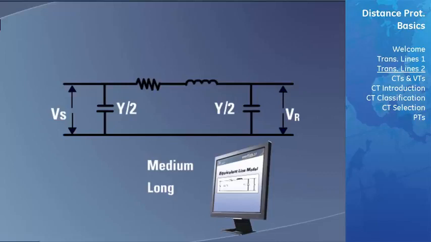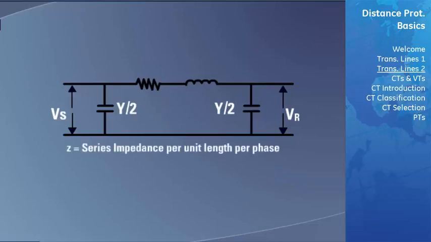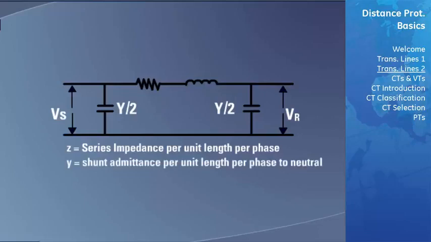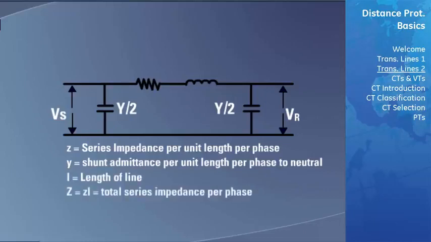For the general pi model shown here, the following nomenclature is used: lowercase z is equal to the series impedance per unit length per phase. Lowercase y is equal to the shunt admittance per unit length per phase to neutral. L is equal to the length of line. Uppercase Z is equal to the lowercase z multiplied by the length of the line, or L, which is also equal to the total series impedance per phase. Uppercase Y is equal to the lowercase y multiplied by the length of line L, which is also equal to the total shunt admittance per phase to neutral.